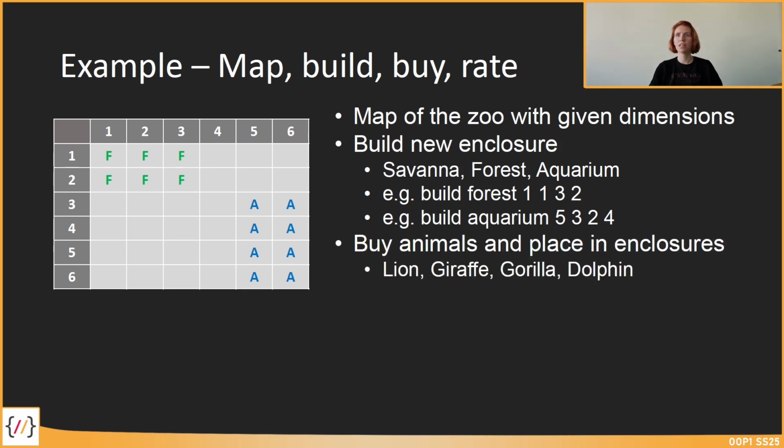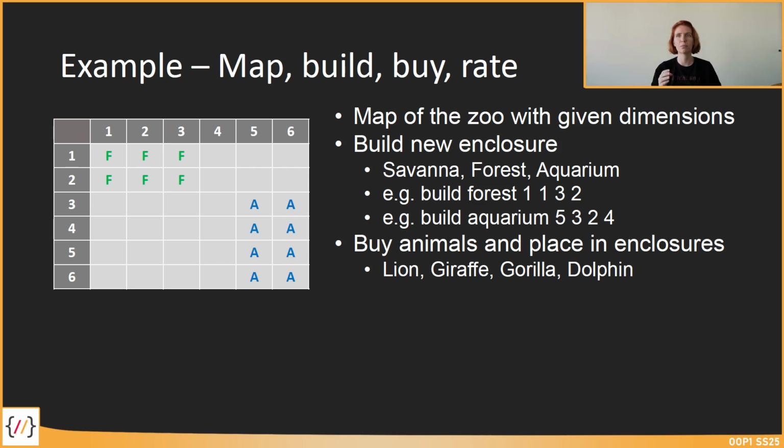So after you have built some enclosures, you can place animals in them. You can also interleave these things. You cannot place animals somewhere where there's not an enclosure. But I could, for example, first build this forest, then buy an animal for this forest, then build this aquarium, buy an animal for this aquarium. So you can interleave these, but you need to build at least 1 enclosure first so that you can buy an animal. The animal types you can buy are a lion, a giraffe, a gorilla, or a dolphin.